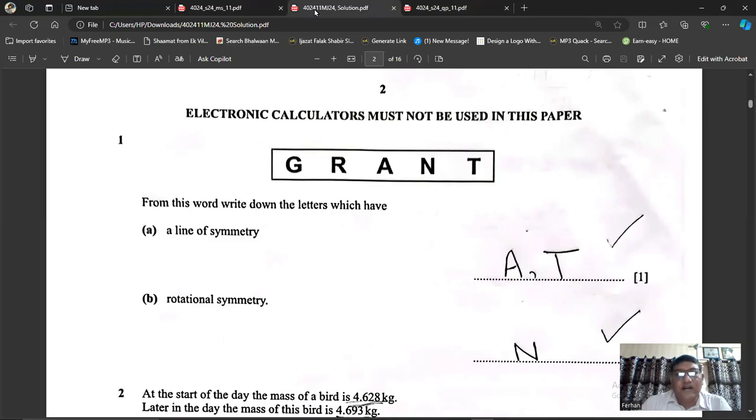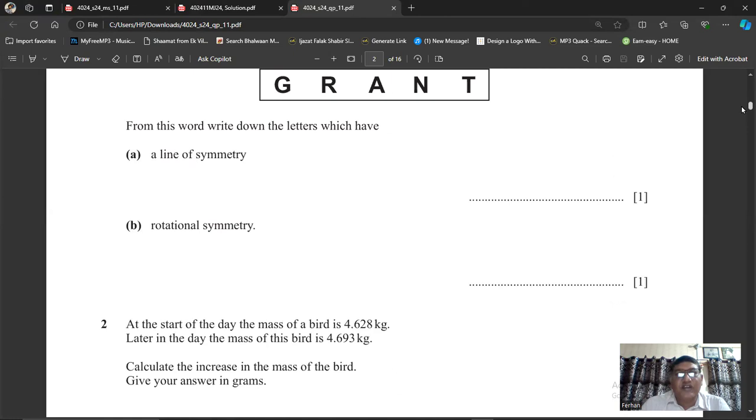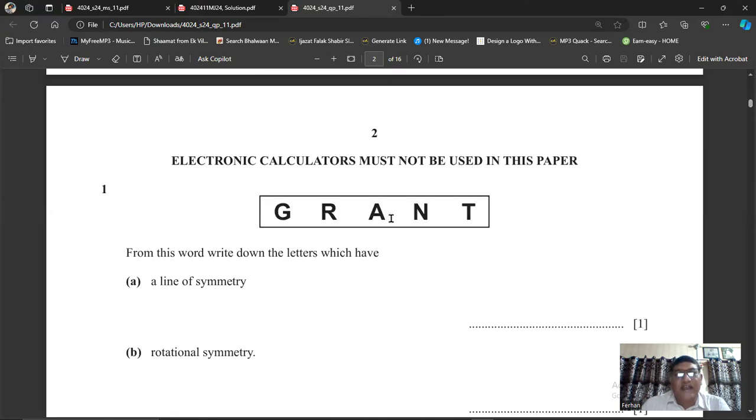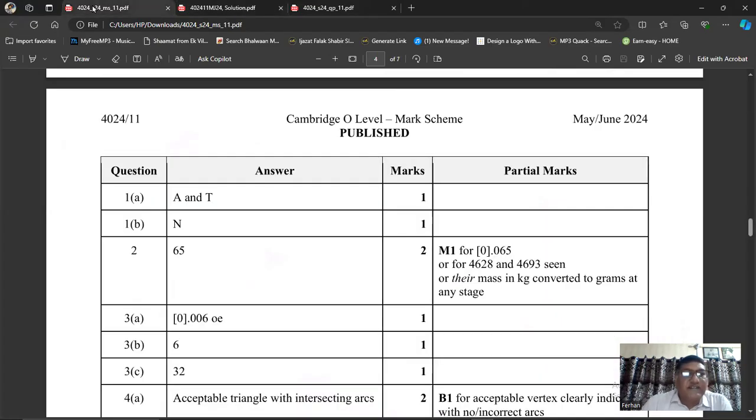So then we are looking for those letters which have rotational symmetry. Rotational symmetry, N has the rotational symmetry. So only there is one letter which has the rotational symmetry. Rotational symmetry, when you rotate it, it matches its original image. So N has rotational symmetry in it. So let's have a look at the marking scheme. So we got the right answers.